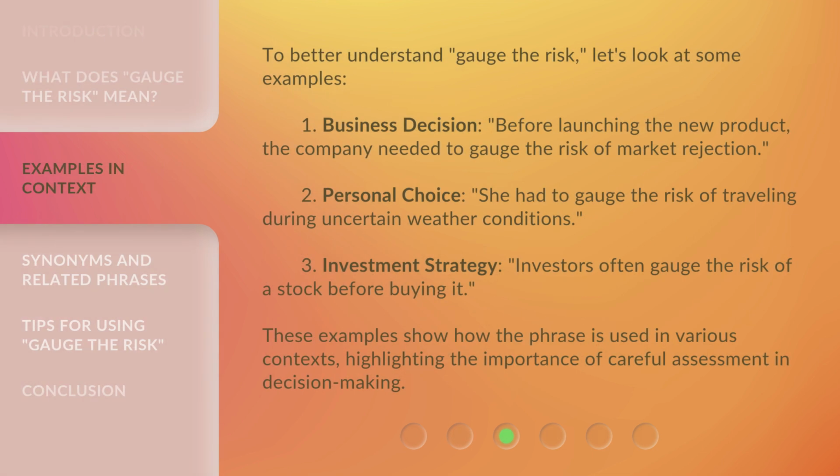To better understand gauge the risk, let's look at some examples. 1. Business decision. Before launching the new product, the company needed to gauge the risk of market rejection. 2. Personal choice. She had to gauge the risk of traveling during uncertain weather conditions. 3. Investment strategy. Investors often gauge the risk of a stock before buying it. These examples show how the phrase is used in various contexts, highlighting the importance of careful assessment in decision-making.